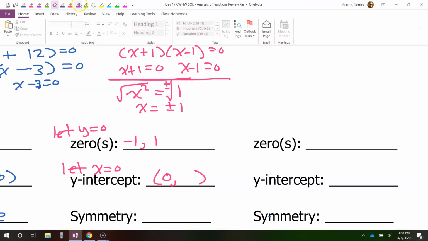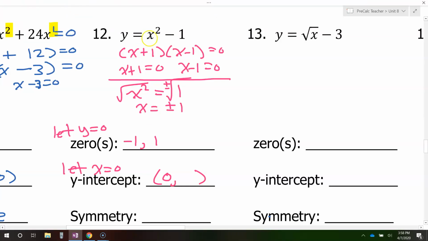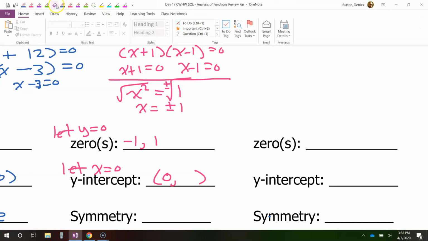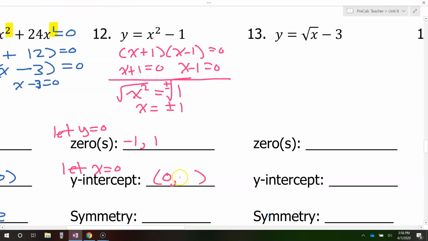If I let x equal 0, then that means I'm putting 0 right there. 0 minus 1 is just -1. So 0 comma -1 is the y-intercept. Again, if you just put -1, you're going to lose points. Intercepts are ordered pairs. Don't just put -1. It's got to be 0 comma -1.